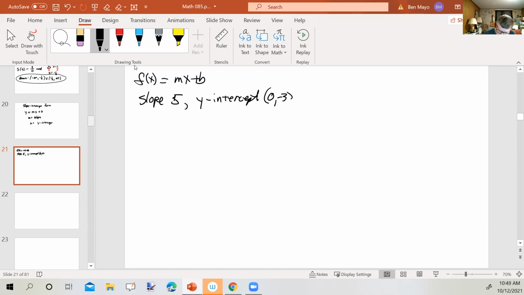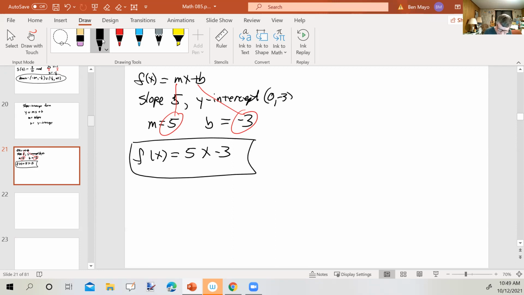I can write this using shortcut notation and say the slope is 5. Recall that m stands for slope, and the y-intercept is -3. B stands for the y-intercept, and you only list the y value. So now, taking this information and putting that there and that there, I get f of x equals 5x minus 3. So that would be a function that has a slope of 5 and a y-intercept of -3. Okay, any questions on that one?